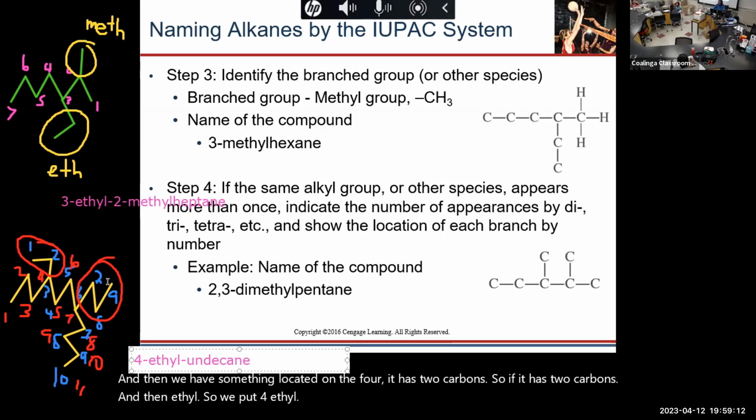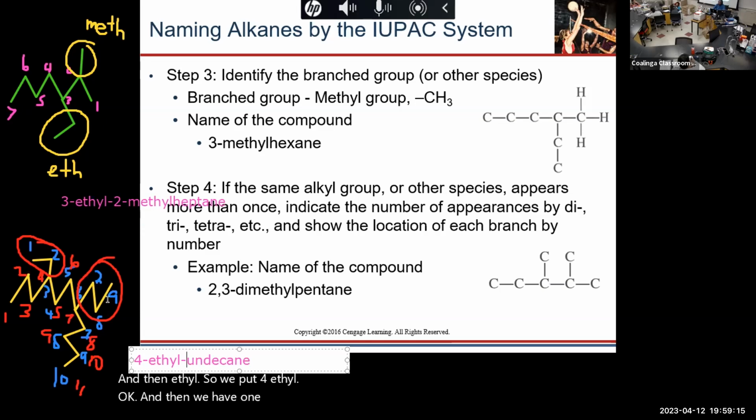Okay, and then we have 1, 2, 3 carbons on the 7 chain. So what is the prefix for 3? Not that prefix. We're talking about carbons. What's that? Prop. So that's propyl. Okay, and where is this? On the 7? So it's 4 ethyl, 7 propyl, and decane. It's for the red numbers, because the longest chain is 11, not the 10.